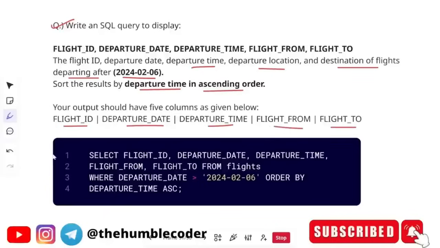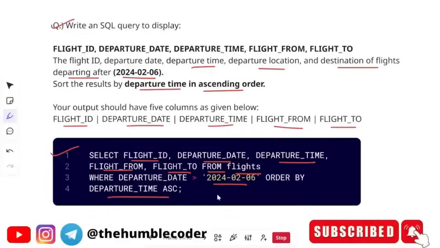So guys, we have the answer in front of us. Okay, so the answer query is we have to select flight ID, departure date, departure time, flight from, flight to, from flights, okay, where departure date is greater than this date, and order by departure time ascending.